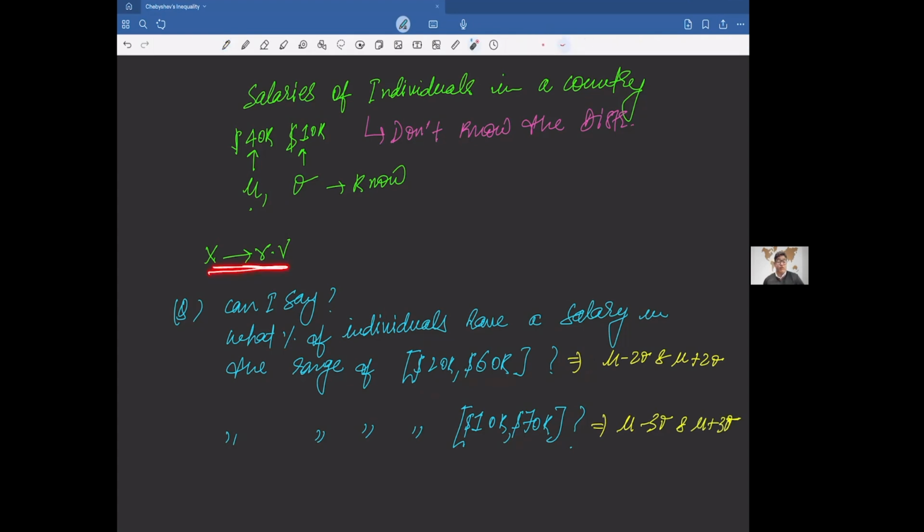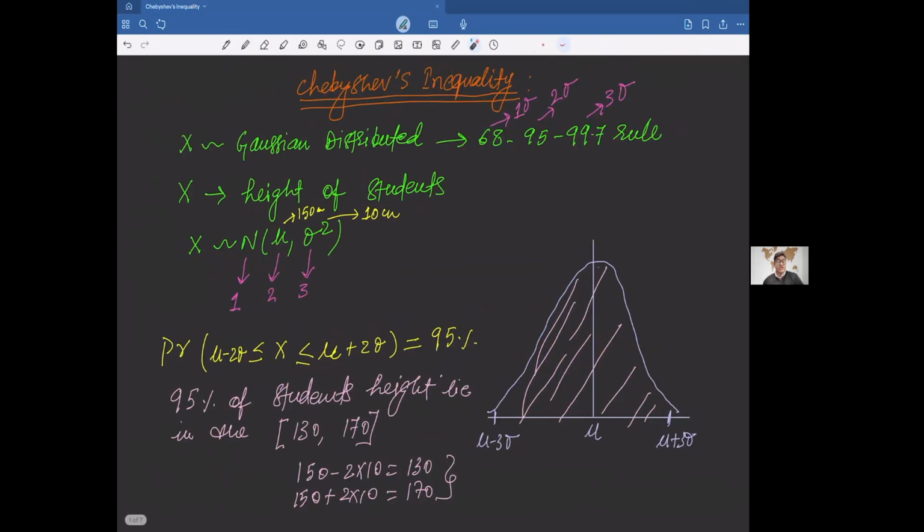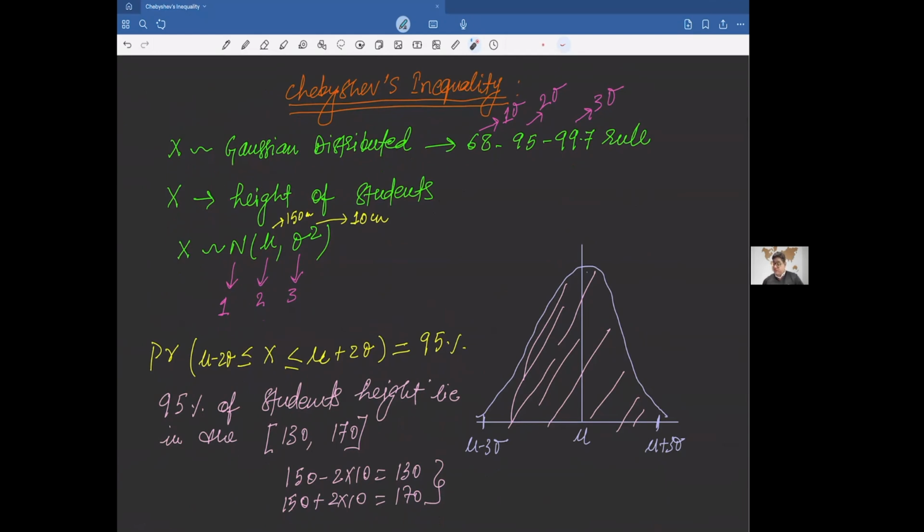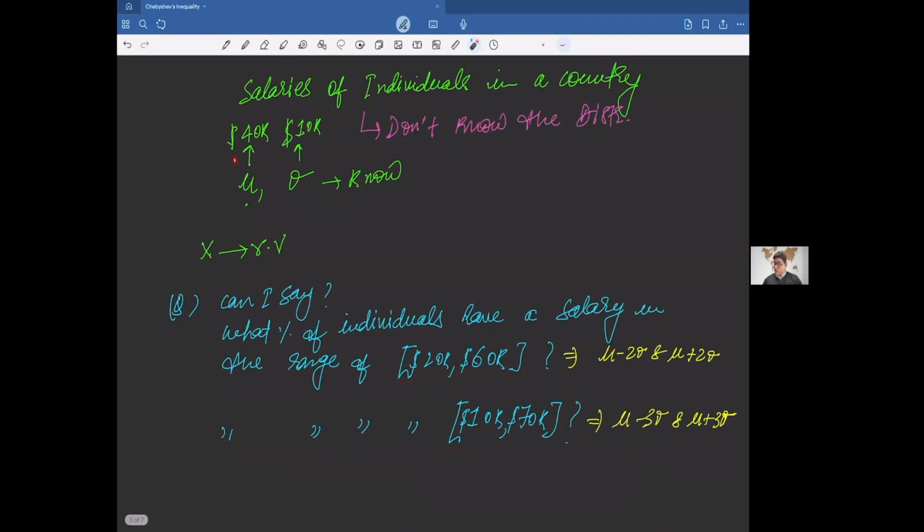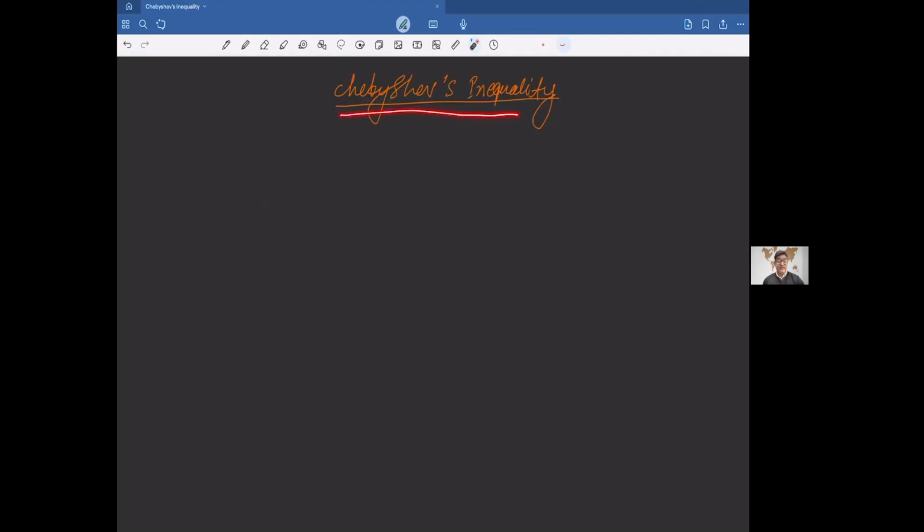If my salaries were Gaussian distributed, life would have been very simple. If my salaries were Gaussian distributed, I can say that 68% of my income lies within the 1 standard deviation range, 95% of the income lies within the 2 standard deviation range, and 99.7% lies within the 3 standard deviation range. But here, I do not know the distribution. Now, what do I do? Here comes Chebyshev's inequality. Very interesting idea. First, let me write what is Chebyshev's inequality, and then we will see how it is useful.